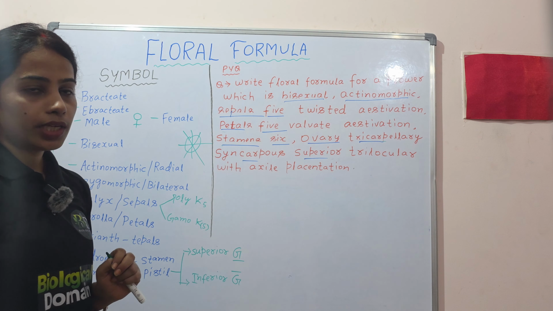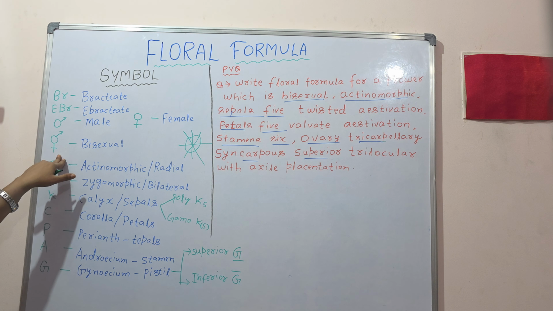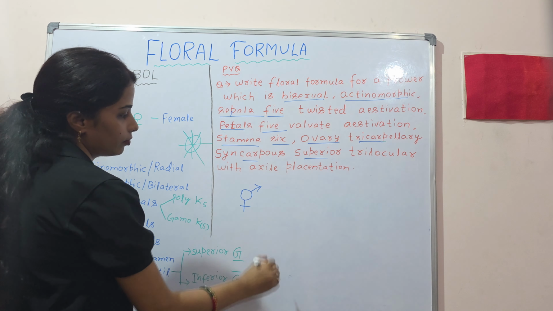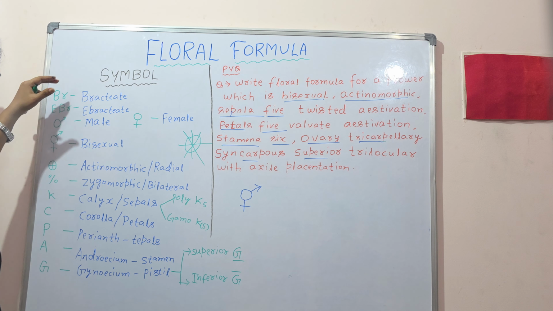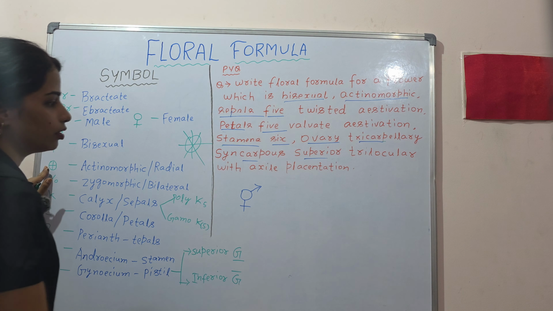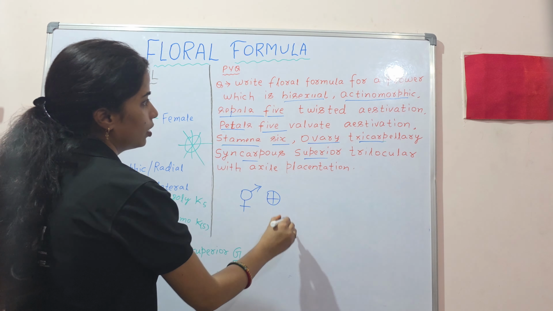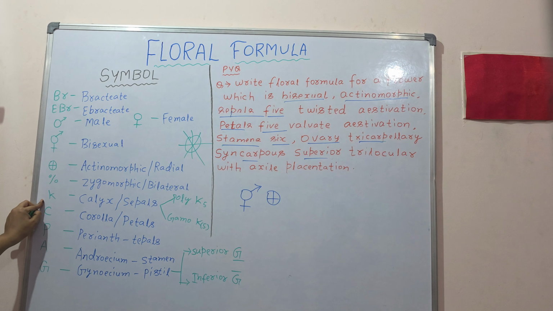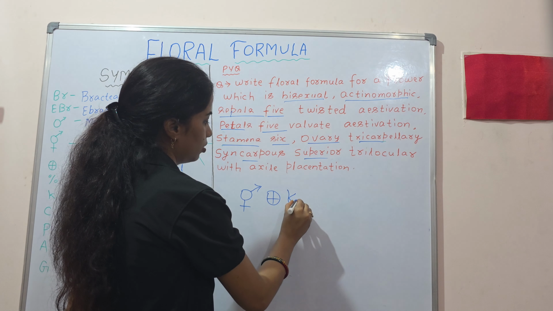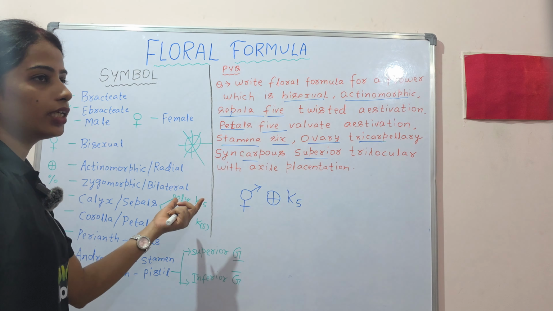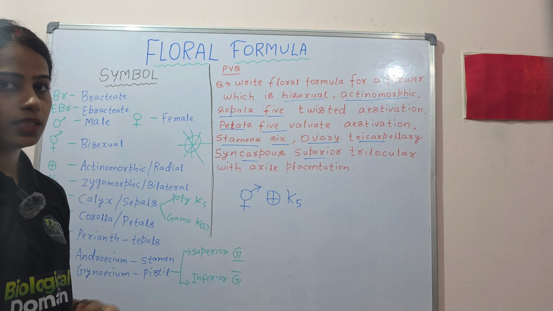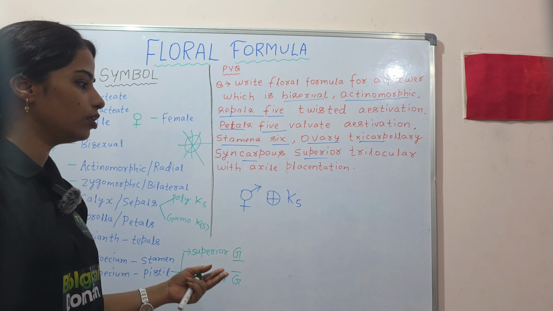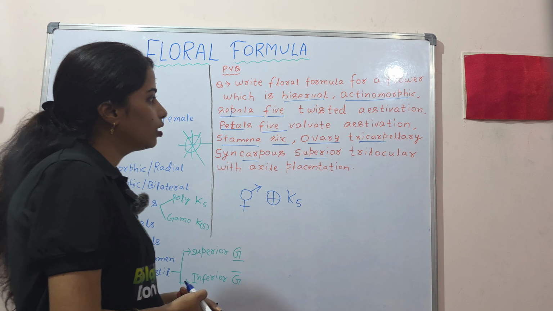Bisexual means we can find it. This is the bisexual representation, so we'll write this. Next, actinomorphic. This one, actinomorphic. Sepals are 5. Sepals are represented by capital K, 5. But they have not given whether it is poly or gamo, means united or free, so we need not use the bracket. If it is not given in the question, we can write simply like this.